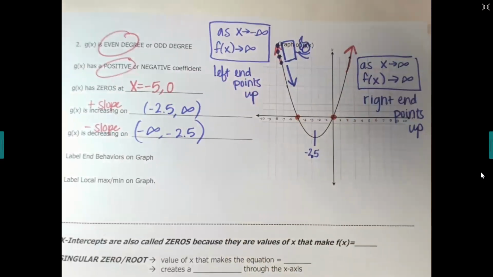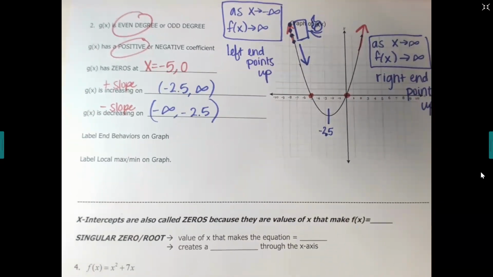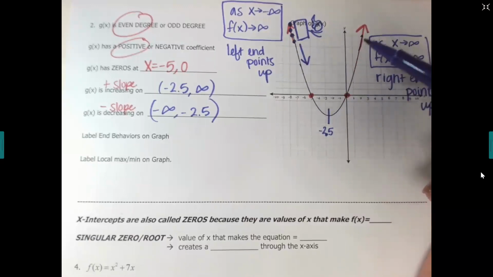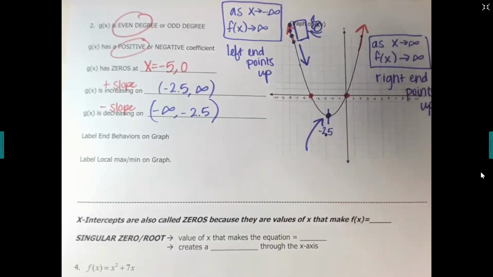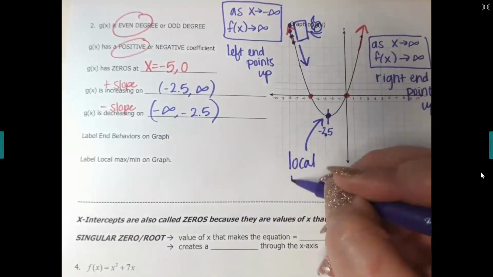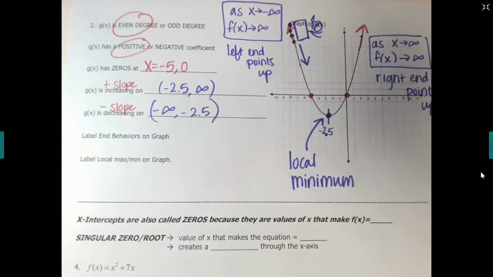Remember, you're kind of writing it in a weird way, but x tells you if it's the left end or right end, and then f of x tells you if it's going up or down. The last thing you're asked to do on this question is to label if there is a max or a min. Since I only have this one hill, essentially, I only have one point right here that can be a max or a min. Hopefully we can identify that because that's a low point on the graph, that would be a local minimum. A local minimum.